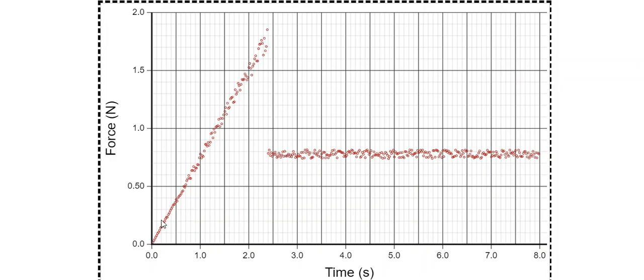So the force of static friction has been increasing together with the applied force. Once the force of static friction reaches its maximum value, then the object starts moving, and when there is a relative motion between the surfaces, what we have is kinetic friction. So that's why we have now a constant force of friction, lower than the maximum value of the static friction. So for this example, the force of static friction is in the order of, let me say, 1.8 to 1.9 newtons. The force of kinetic friction is approximately 0.8 newtons.